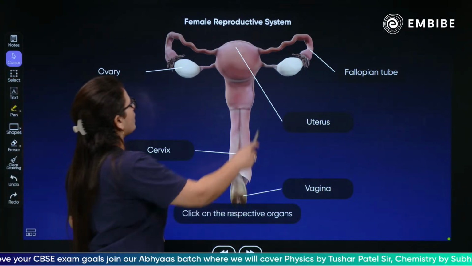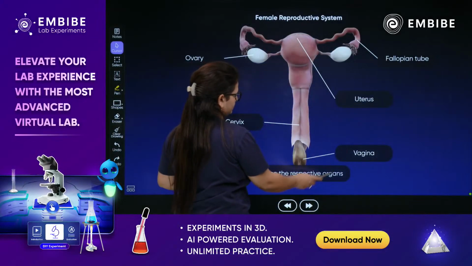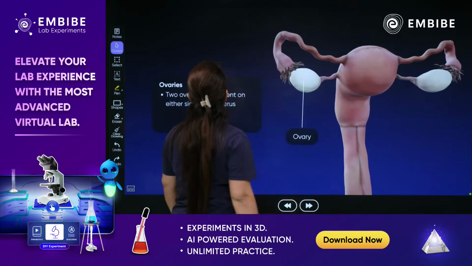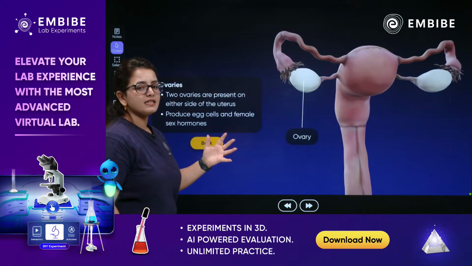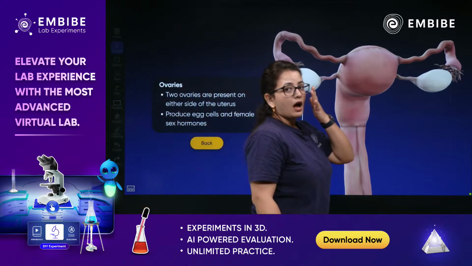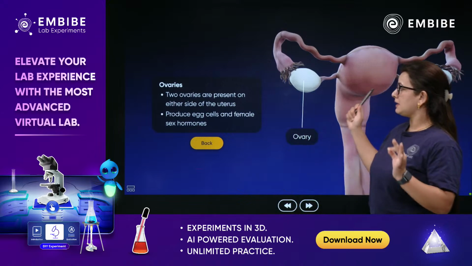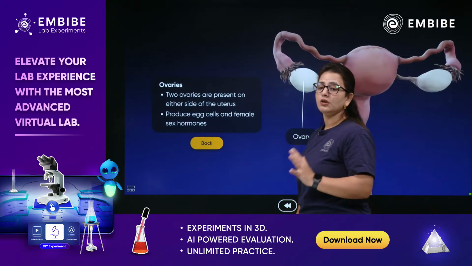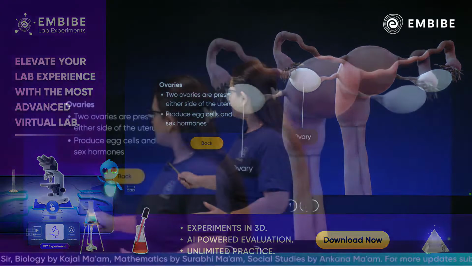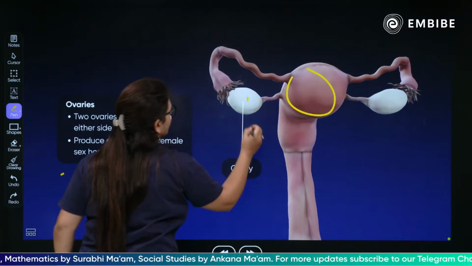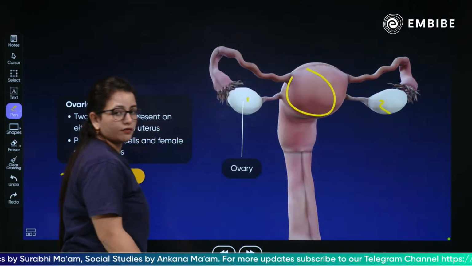So children, as we talk about the ovary first, the ovaries are in pairs. Yes, ovaries are in a pair. In the female reproductive system, two ovaries are there. They are present on either side of the uterus. As you can see, children, this is your uterus, and these are the pair of ovaries present on either side of the uterus.